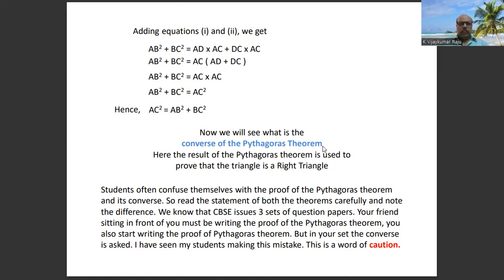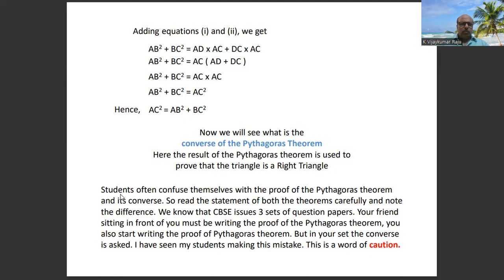The reverse of what we say is here: the result of the Pythagoras theorem is used to prove that the triangle is a right triangle. The converse is what we have said while proving the Pythagoras theorem. We have taken that the triangle is a right angle triangle, and we proved that the hypotenuse square is equal to perpendicular square plus base square. Now in the converse, what we are doing is, we take the result of the Pythagoras theorem and prove that it's a right angle triangle. Okay. So here there's a little confusion.